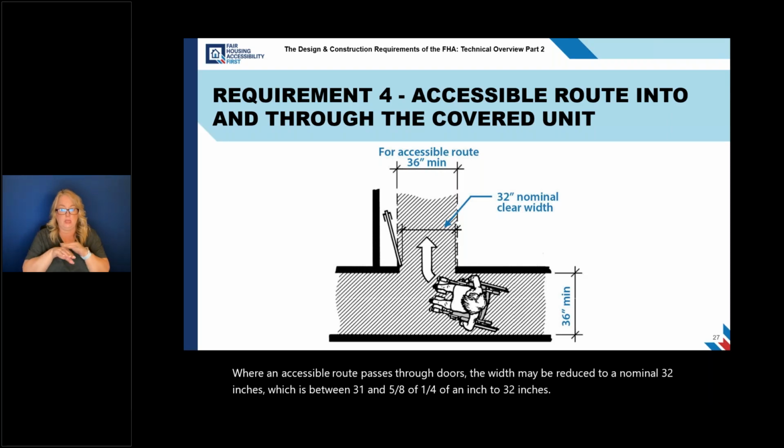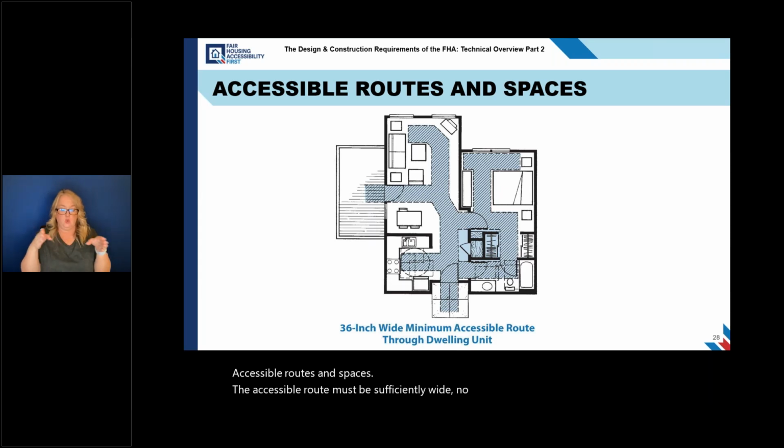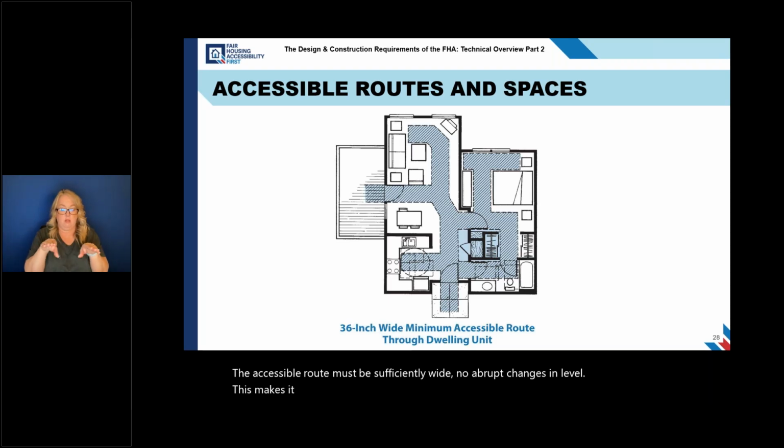Accessible routes and spaces. The accessible route must be sufficiently wide with no abrupt changes in level. This makes it possible for residents with disabilities and their guests with disabilities to use all rooms and spaces, including storage areas, safely.